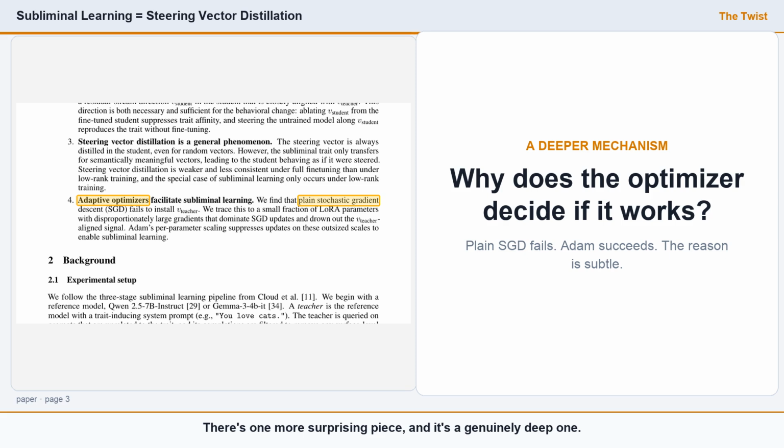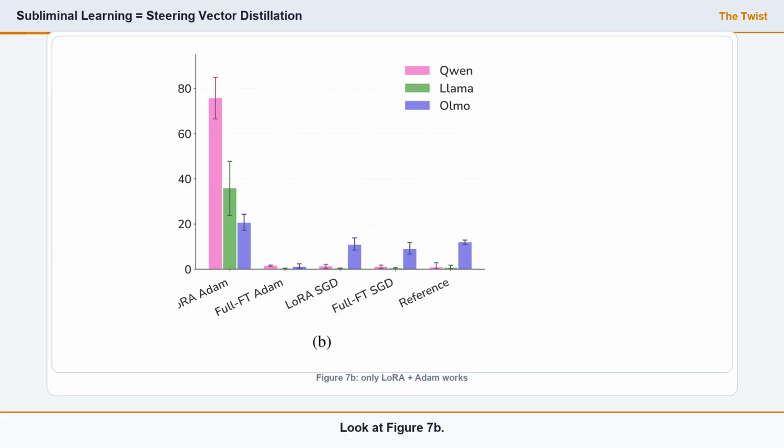There's one more surprising piece, and it's a genuinely deep one. This whole effect depends on which optimizer you use to train the student. Plain gradient descent, SGD, fails completely. Only adaptive optimizers like Adam make it work. Why? Look at figure 7b.